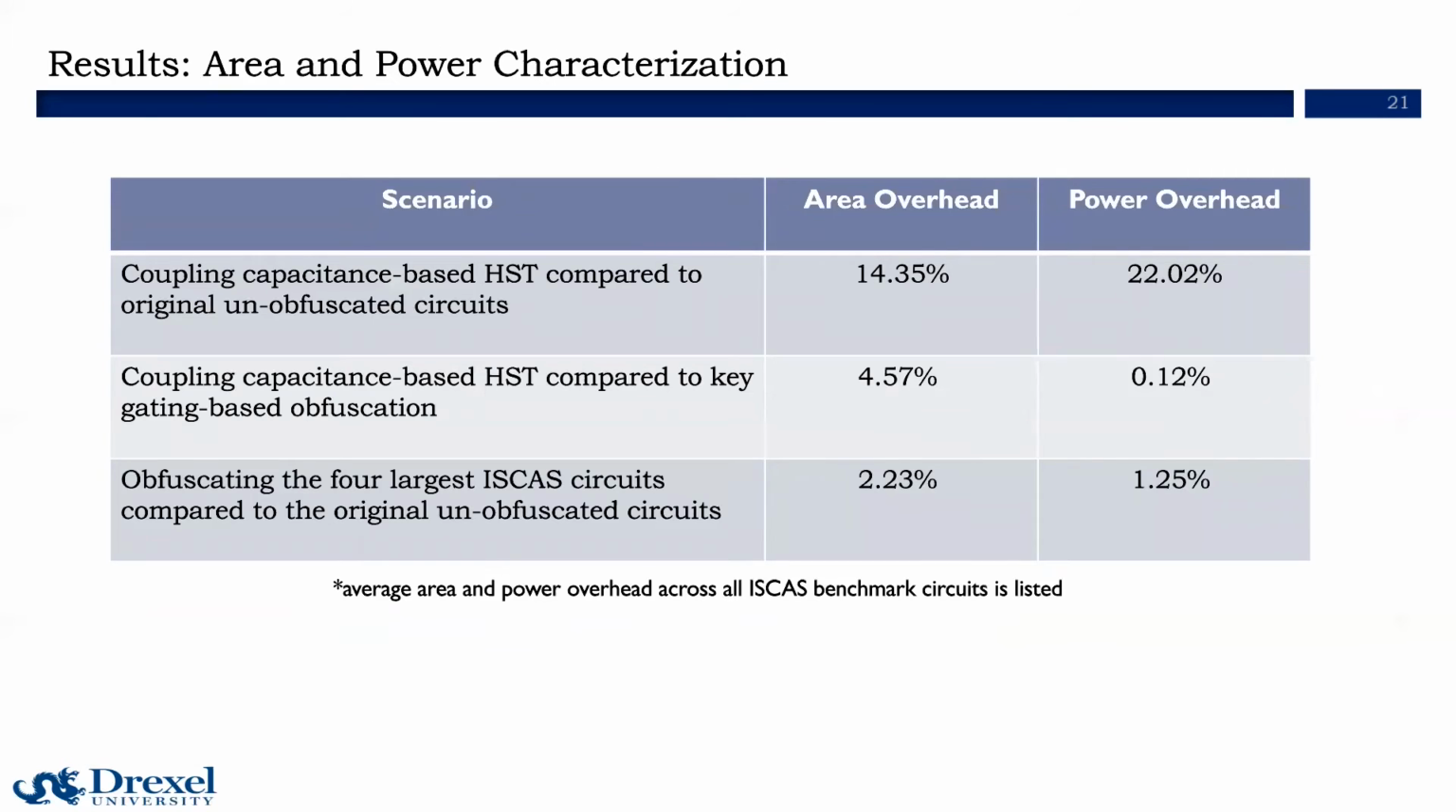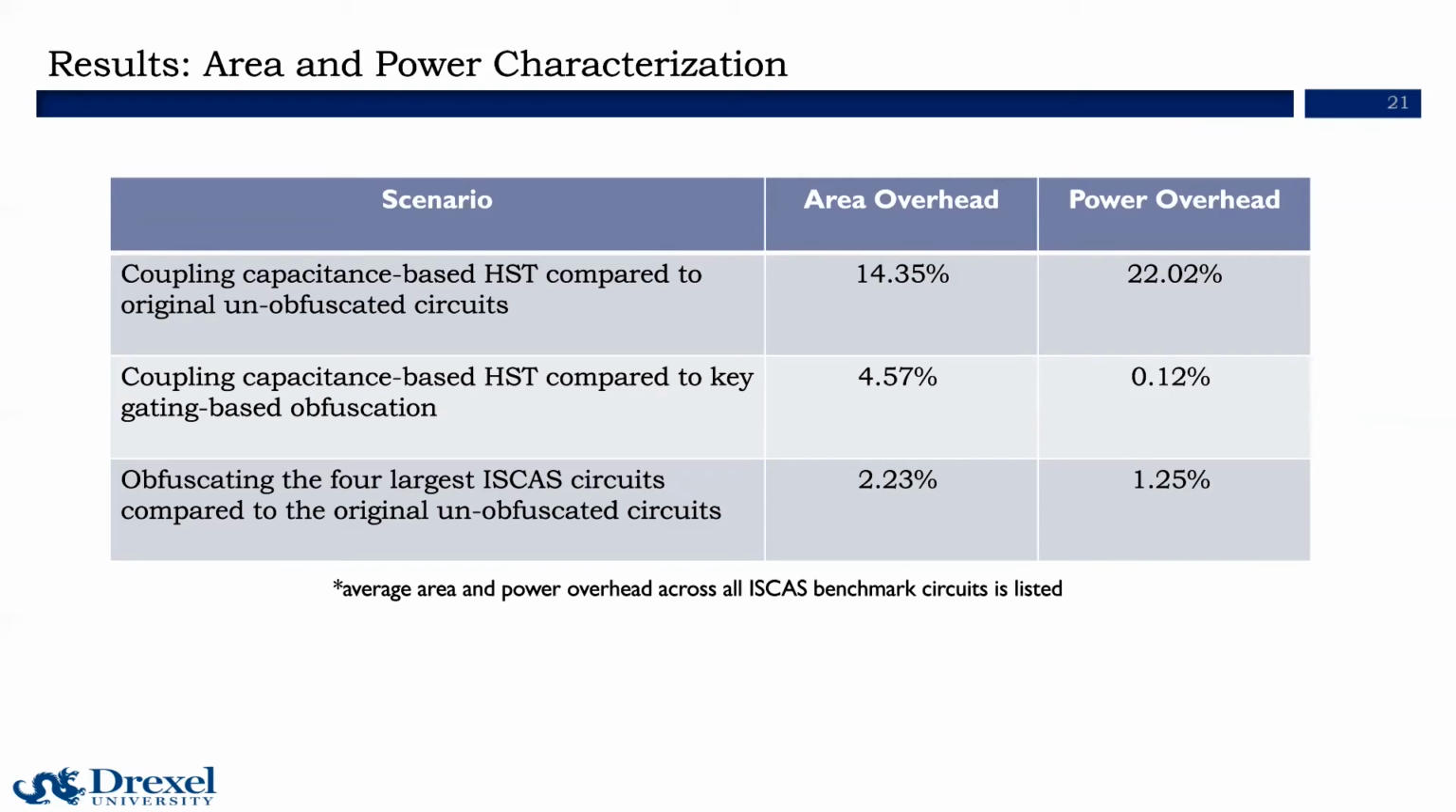Here are average area and power overheads across all ISCAS89 benchmarks. Coupling capacitance-based hidden state transitions has an area overhead of 14.35% and power overhead of 22.02% compared to the original unobfuscated circuit. This overhead is slightly higher compared to key gating-based obfuscation by 4.57% for area and 0.12% for power.